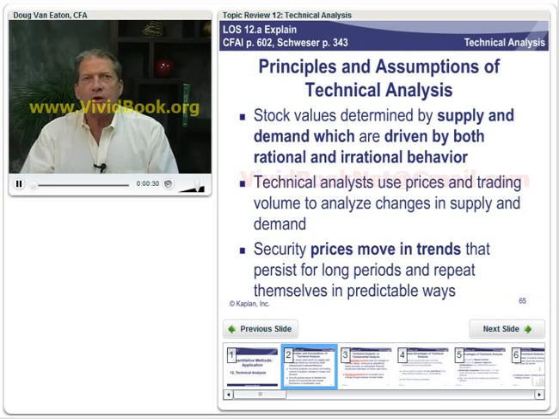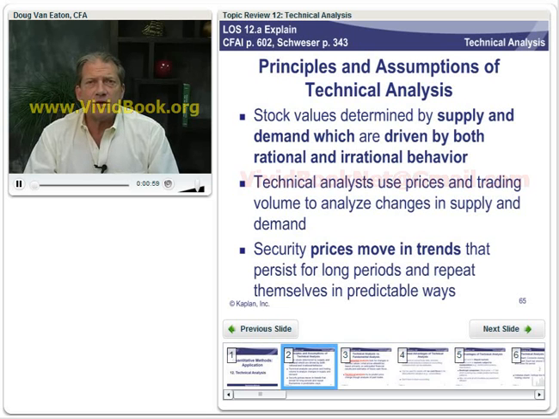So let's start out here talking about some of the principles and assumptions of technical analysis. The idea of technical analysis is analysis based really on just trading information, volume and price trend information, or daily values, weekly values, any kind of price and volume data. So the idea is that stock values are determined by supply and demand, which I think we can all agree with, and they're driven by both rational and irrational investor behavior.